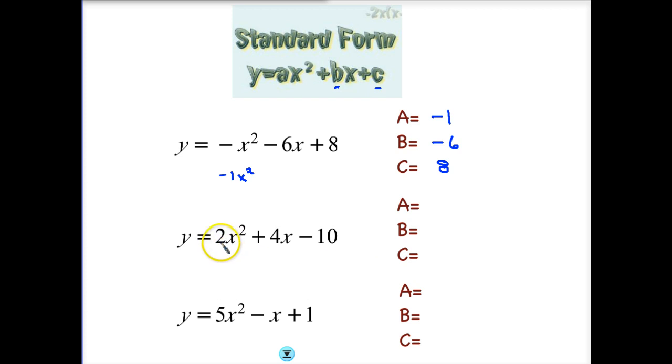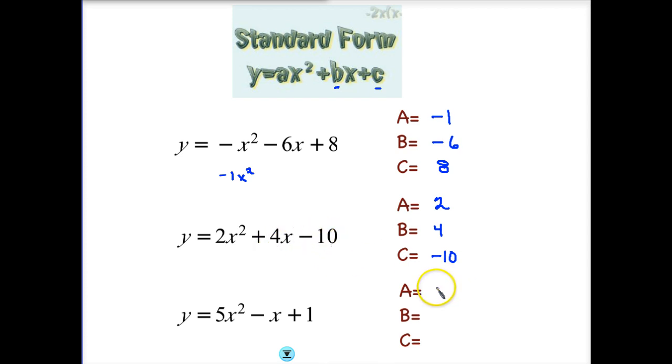Okay, so if you're coming back, let's see how you did. So our A value on this is going to be a 2, a positive 2. Our B value is 4, and our C value is negative 10. And notice these are all in order, so it works out very nicely. But always make sure that you remember that the A value is in front of the x squared, the B value is going to be in front of the x, and the C is your constant term.